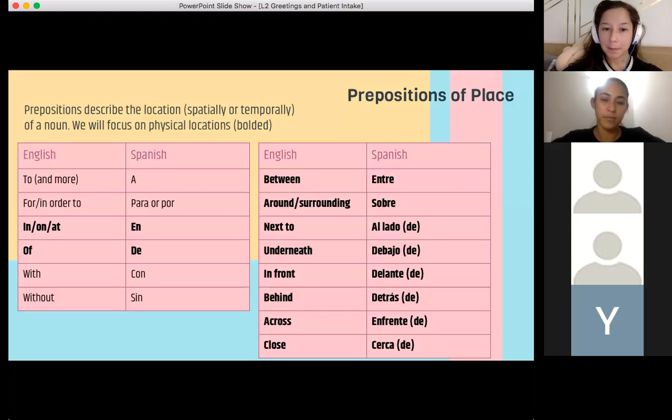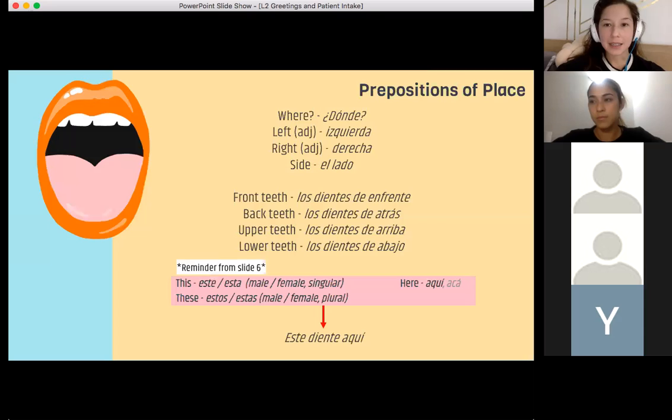Underneath is debajo de. In front is delante de. Behind is detrás de. Across is enfrente de. And close is cerca de. And de means of, and so you add it on to these little phrases. For example, if you want to say next to the tooth, you say al lado del diente, which is the tooth comes after de because you're describing the side of, which is the de, the connecting word, and then the noun, if that makes sense to you guys.